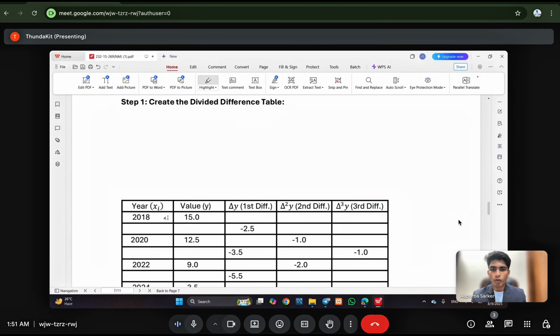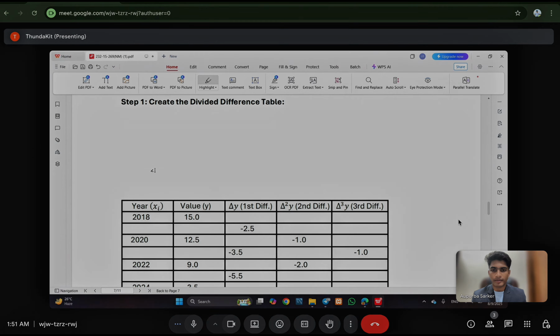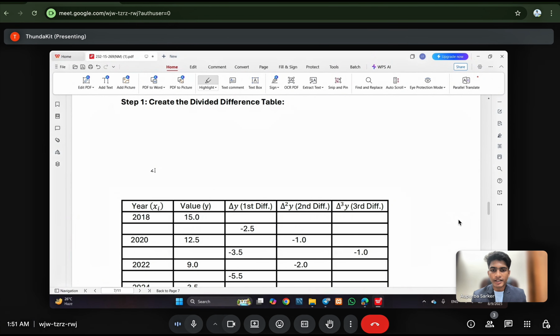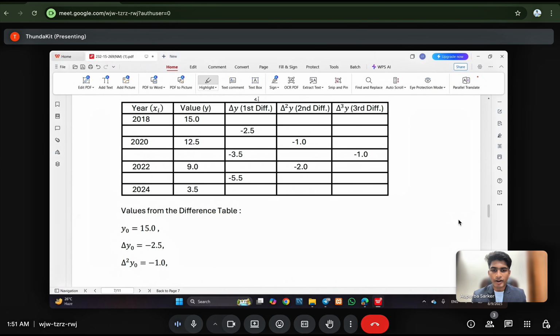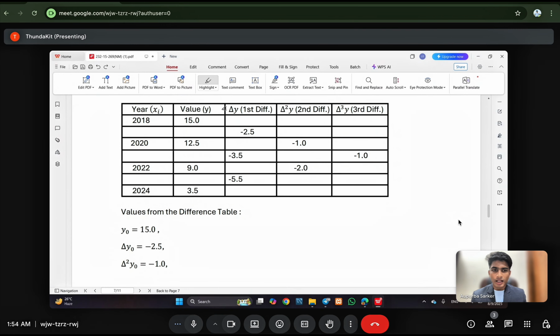First of all, we need to know what Newton's divided difference interpolation is. This method is highly effective for data points that aren't equally spaced, but it works perfectly fine for equally spaced data as well. Step 1. Create a divided difference table. First, we need to construct a divided difference table. This table will help us find the necessary coefficients for our interpolation polynomial. This is the divided difference table. Let's quickly see how we calculate those values.